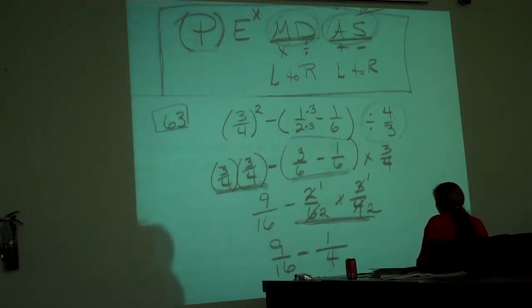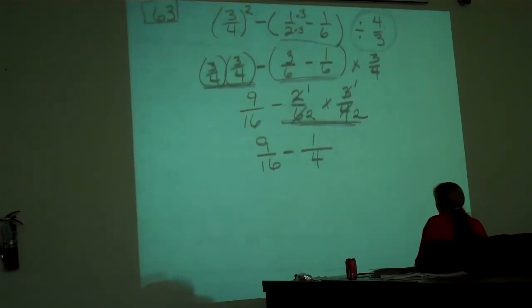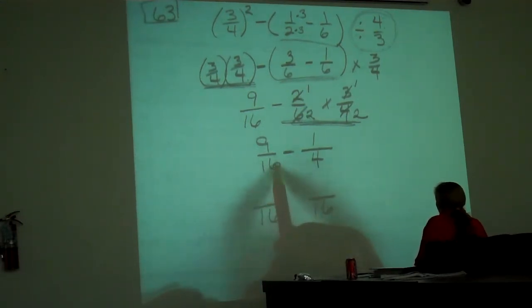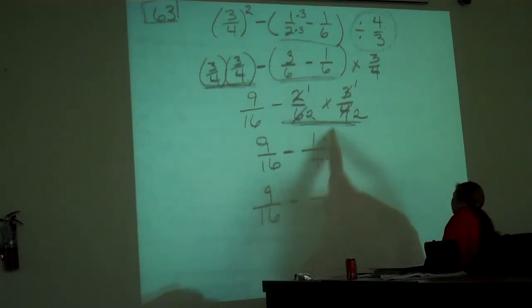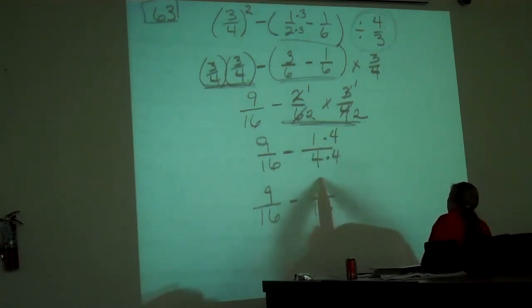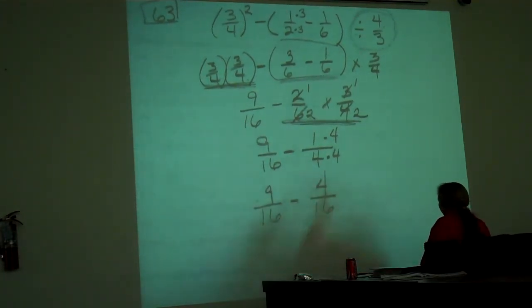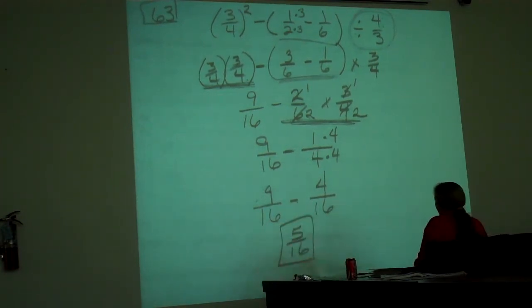Get up a little bit more, please, so I could say. And now we're going to do our add and subtract. Now we need a common denominator. 16. That stayed, so that stays. Okay, 4 times 4 is 16. So the top times 4, 1 times 4 is 4. 9/16 minus 4/16. 9 minus 4, 5. 5/16 is your answer.